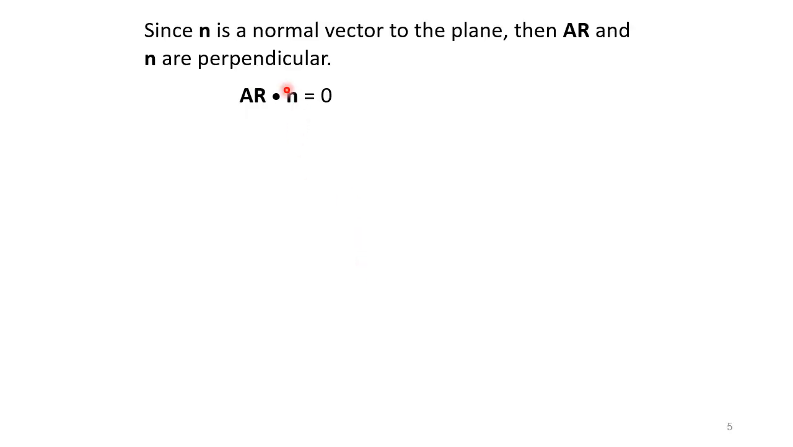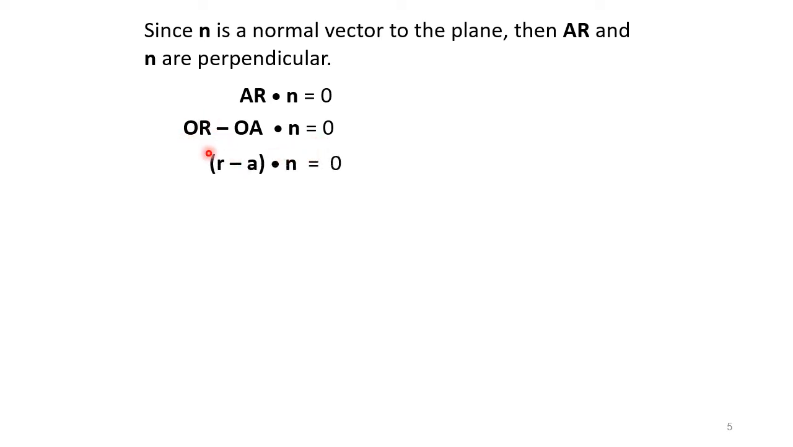And then we also know that since N is a normal vector to the plane, if we join the two points to make a vector AR, and N is the normal to the plane, then AR dot N would be 0. Remember the properties of the scalar product, the dot product. The dot product equals 0 if these two are perpendicular, right? And then next we expand: AR will be OR minus OA, dot N equals 0.